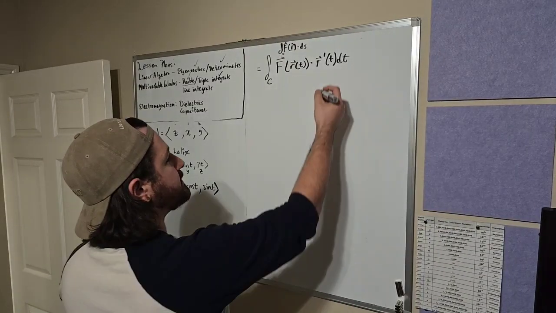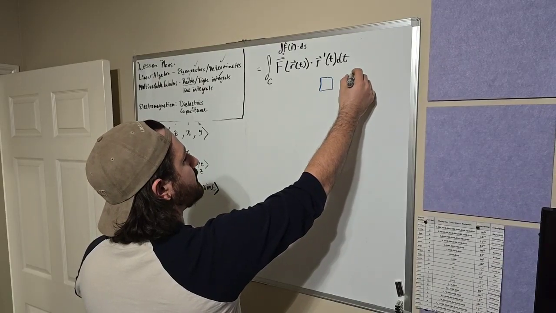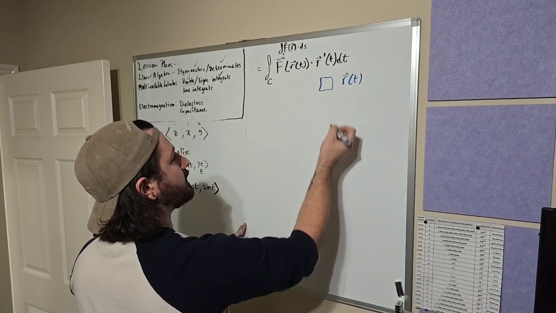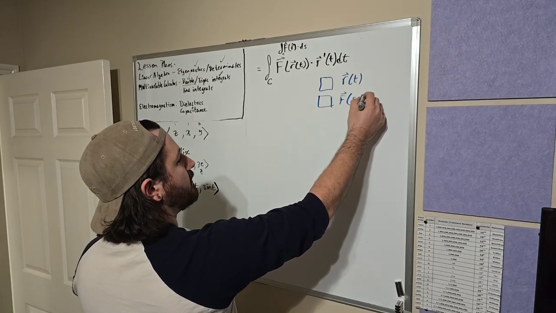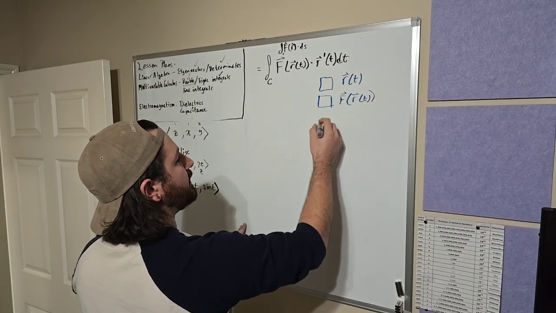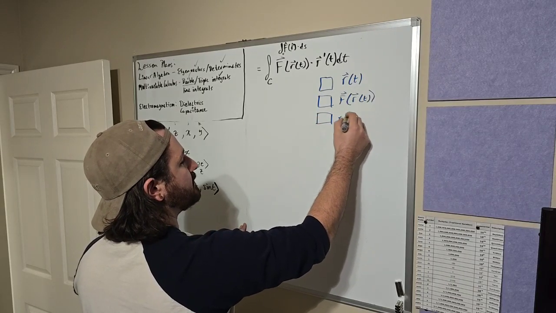And my checklist as such, I need to find first r of t, right? We need r of t first. And then we're going to plug r of t into f of r of t. And then we're going to find r prime of t.